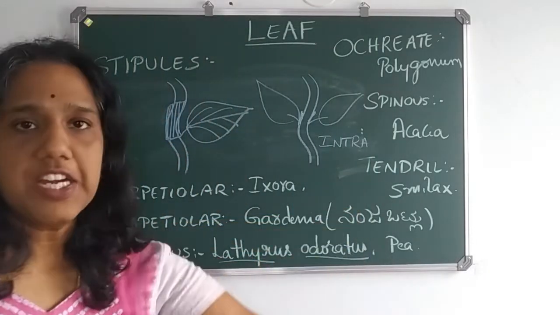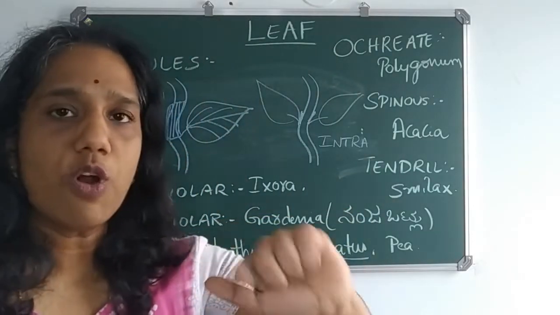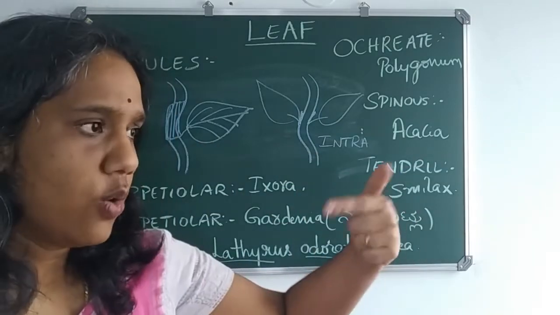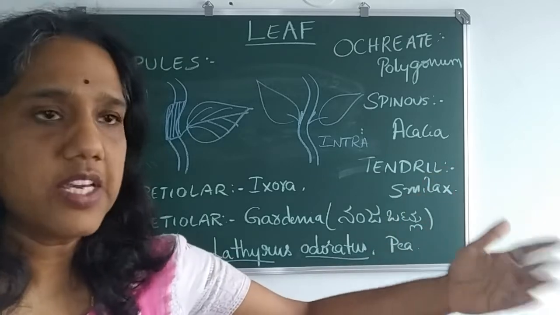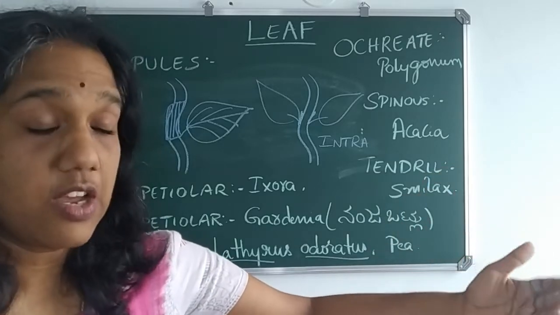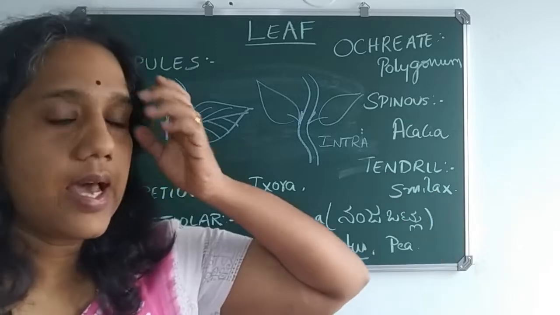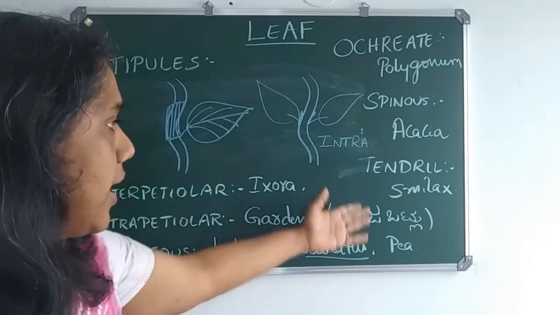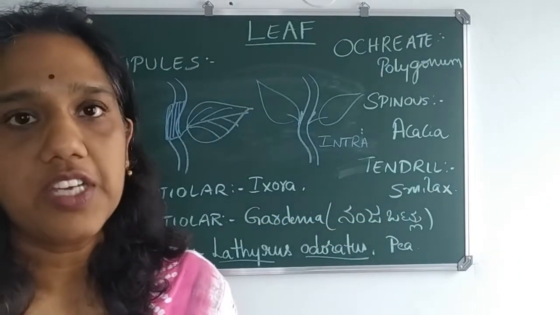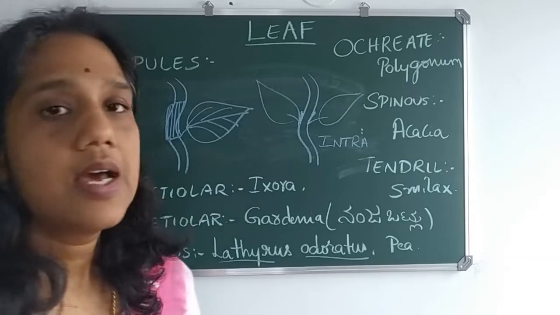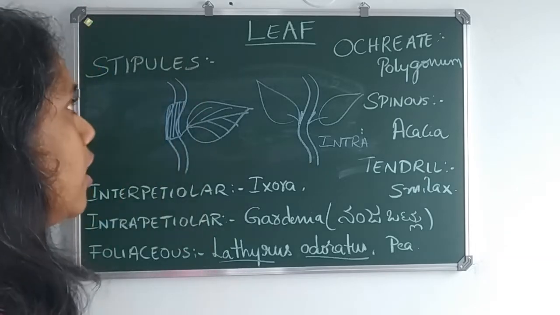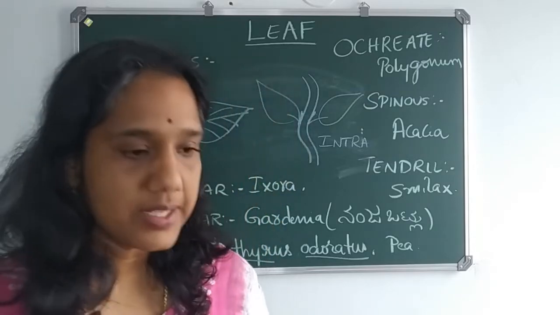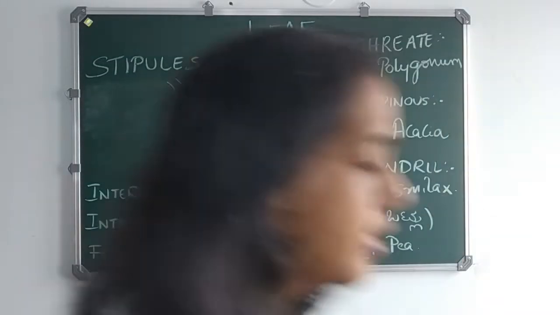Then coming to the tendril. In tendril, the stipules are modified into wire-like thread-like structures. These help in climbing, helping the plant when it has a weaker stem and needs mechanical support. An example for a tendril modification of a stipule is smilax. So this concludes the topic on stipules, and now we move on to the next topic called phyllotaxy.